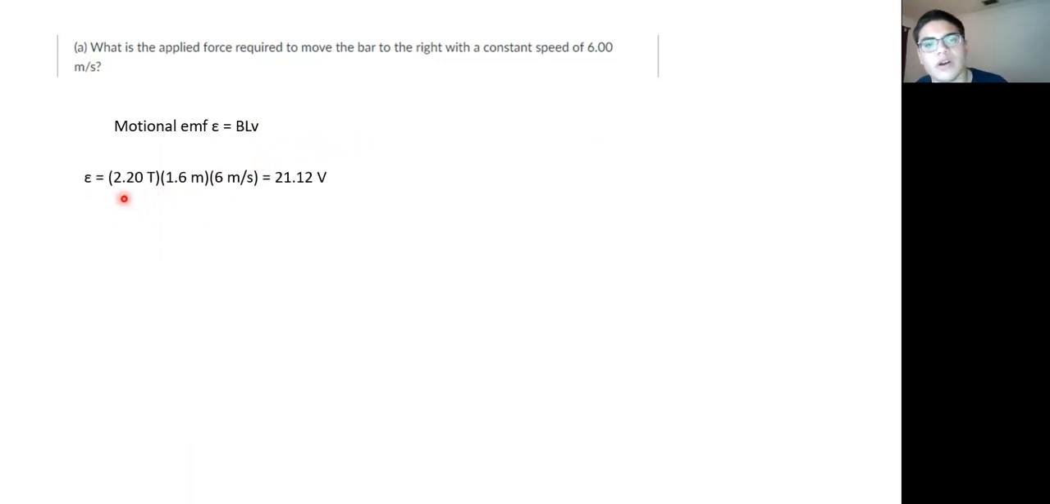So we are already given these values. The magnetic field is 2.20 teslas, the length of the rod is 1.6 meters, and the velocity is 6 meters per second. So we get 21.12 volts for the induced motional EMF.